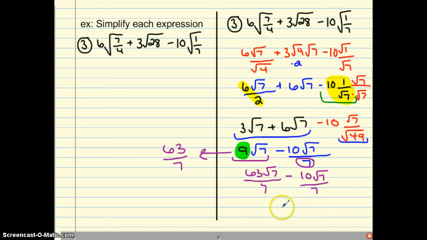So 63 minus 10 is going to be 53 square root 7 all over 7 for one somewhat nice looking term. I imagine y'all have questions on that.